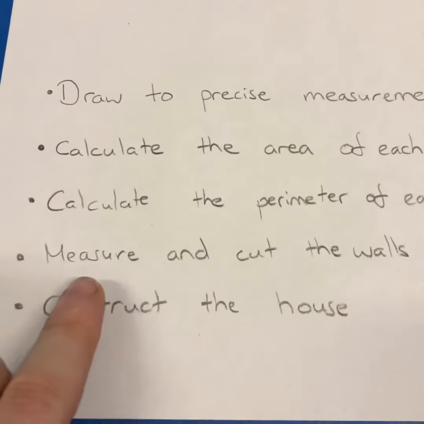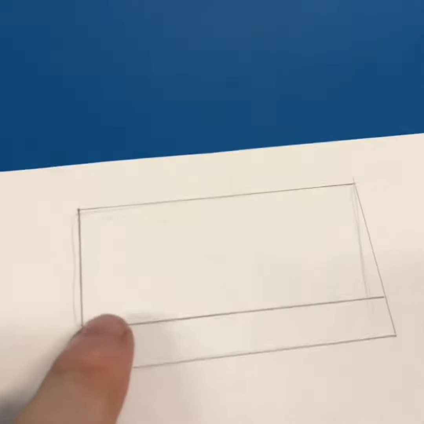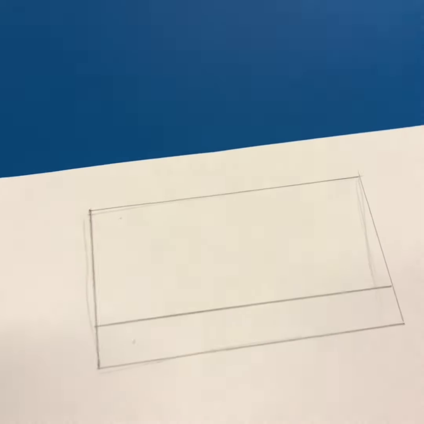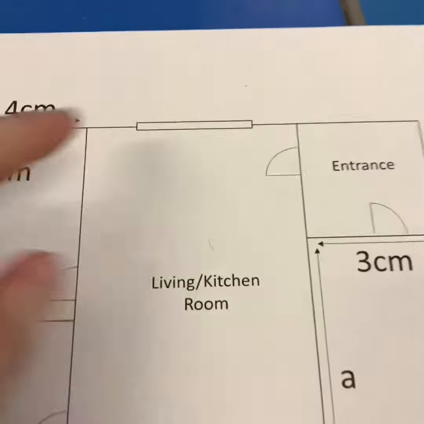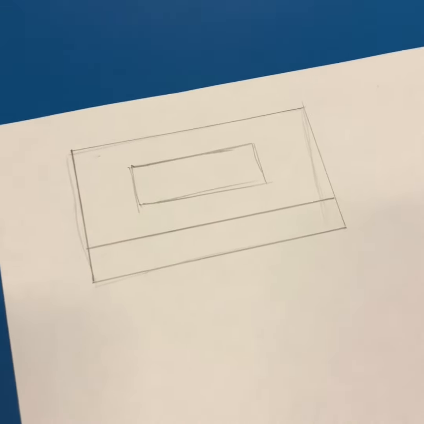For example, even when it came to measuring and cutting the walls, yes, they would draw the wall and then think, well, it's got to stand up, so this is actually 6 centimetres with a centimetre at the bottom. But some of them actually looked at the plan and went, oh, this wall has a window, so then they were adding windows into their design.